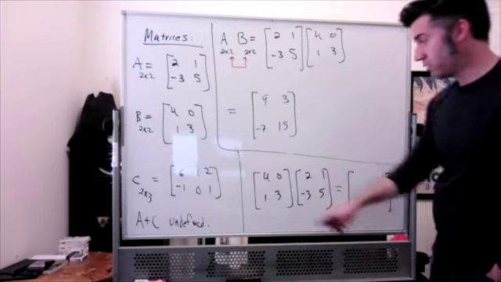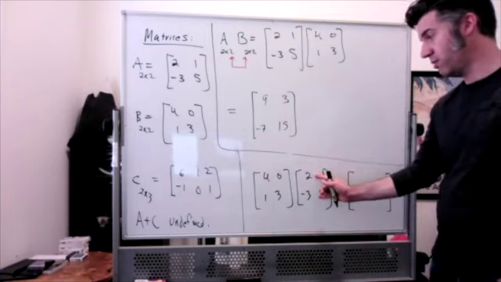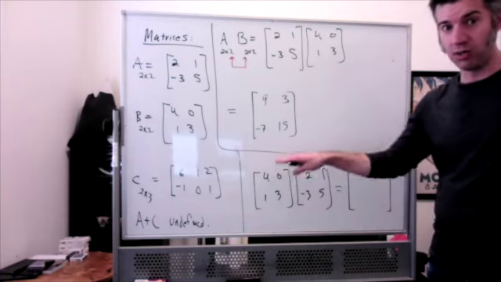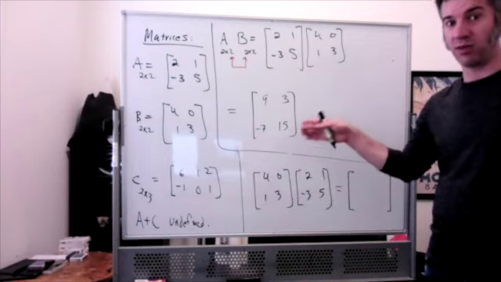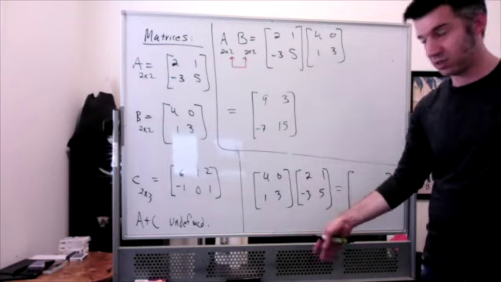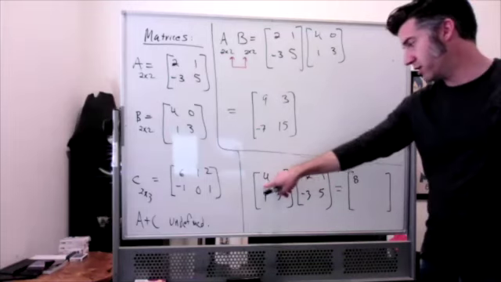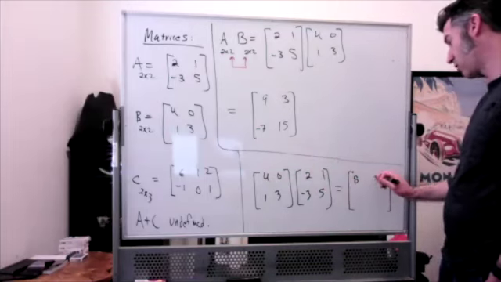Let's check it out. So first row dotted with the first column. I should point out, when you're doing matrix multiplication, it's always rows of the first matrix dotted with columns of the second matrix. So this dotted with that is going to give me 8. This dotted with this is going to give me 4.